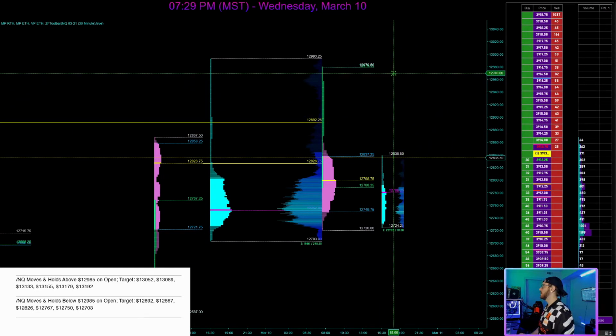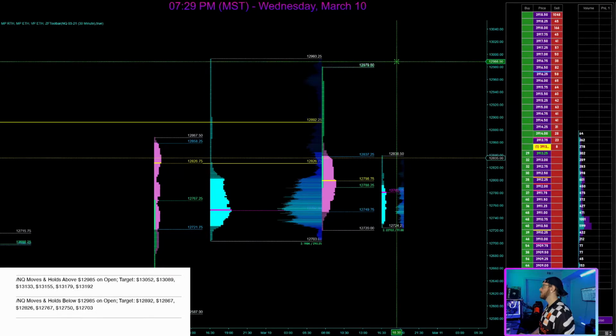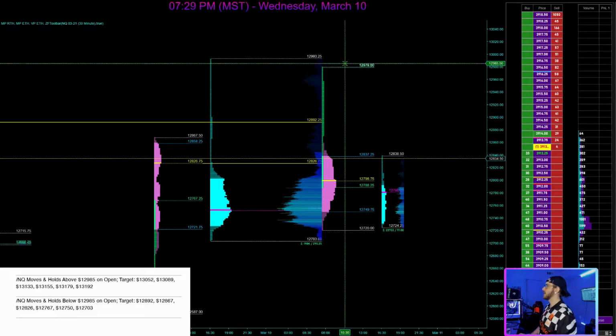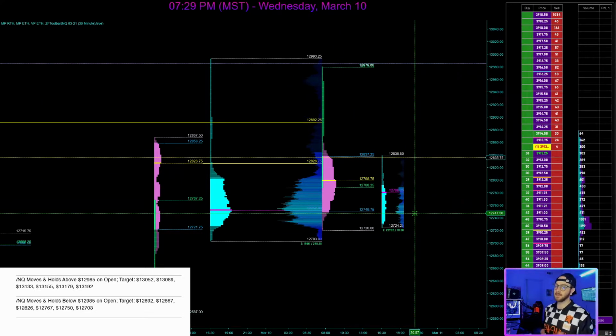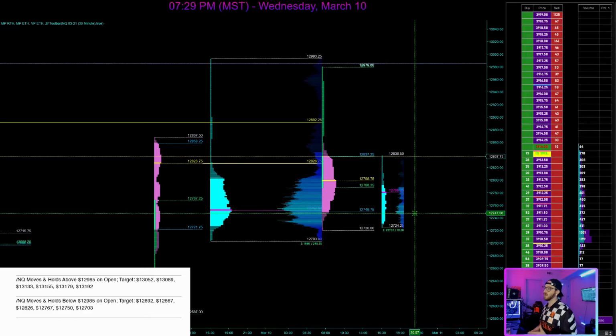So if we go ahead and mark 12,985, you guys can see the area that I was looking at. It's basically right in between the overnight high and current day's high. And we could not, again, move and hold that level at all today. We didn't even push it in the regular trading hour session. So with that, we did not have any upside targets hit. We didn't have 13,052, 13,089, 13,133, and so on. The rest of those targets were not touched at all.